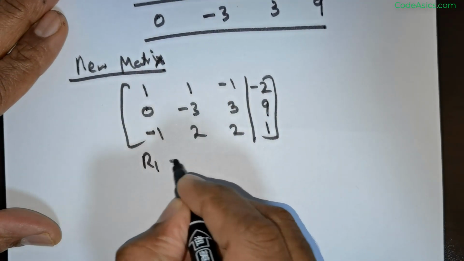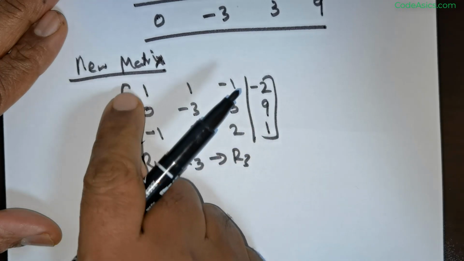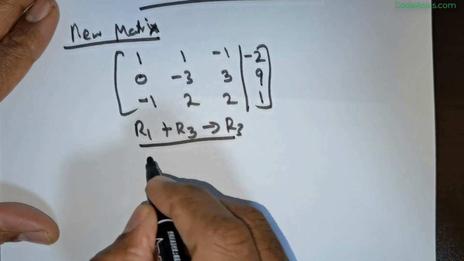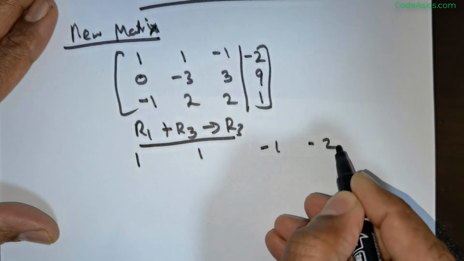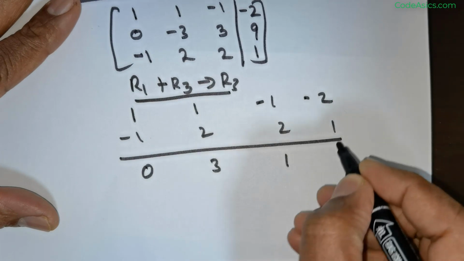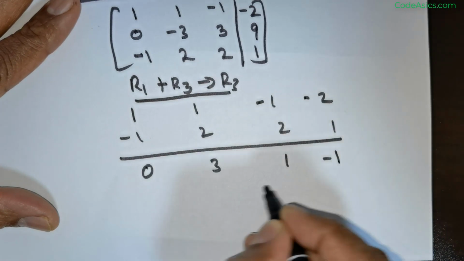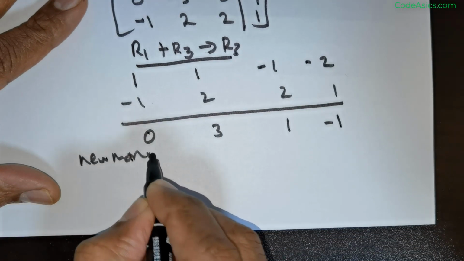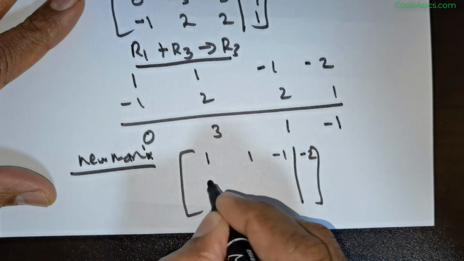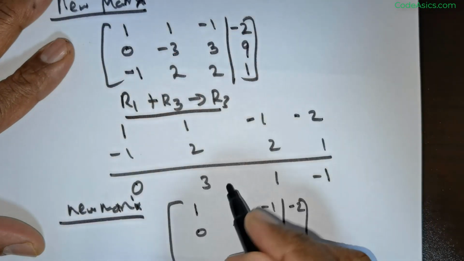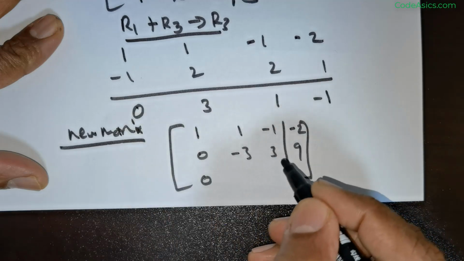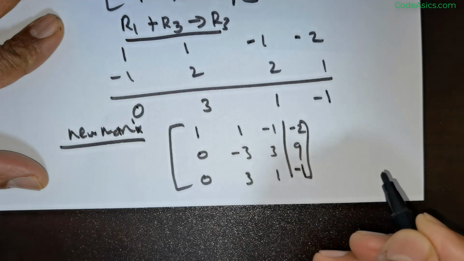Now I would utilize R1 and add it with R3, that would be my new R3, because there isn't any multiplication to be carried out in R1; you see here you have 1 here, you have negative 1, so add. Let me write down R1: 1, 1, negative 1 and negative 2, and R3 is negative 1, 2, 2 and 1. You add them both, you get a 0, you have a 3, you get a 1. Negative 2 added with 1 will give me negative 1. So my new matrix: row 1 stays as it is, 1, 1, negative 1, draw the vertical line, and negative 2. Row 2 is 0, negative 3, 3 and 9, and the last row is 0, 3, 1 and negative 1. Okay, we have got that.